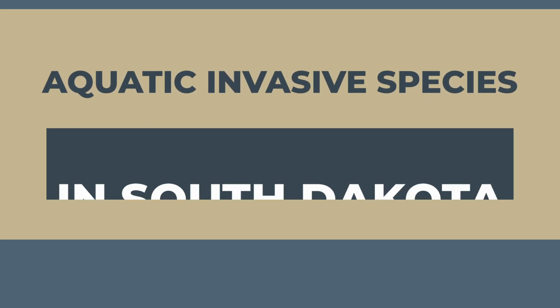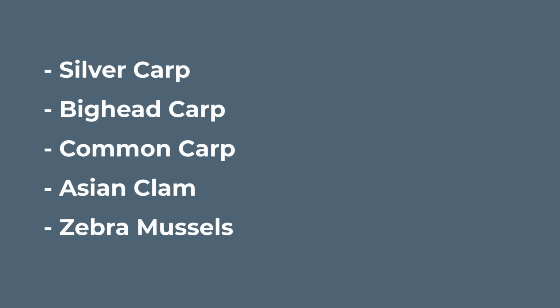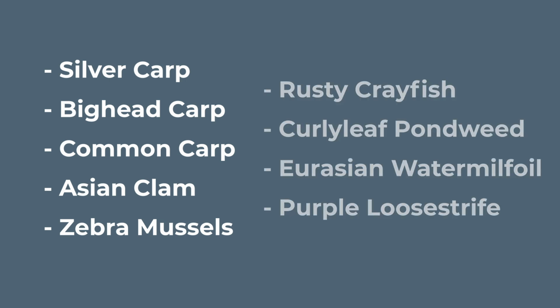There are several AIS species in South Dakota, including silver carp, bighead carp, common carp, Asian clam, zebra mussels, rusty crayfish, curly-leaf pondweed, Eurasian water milfoil, and purple loosestrife.